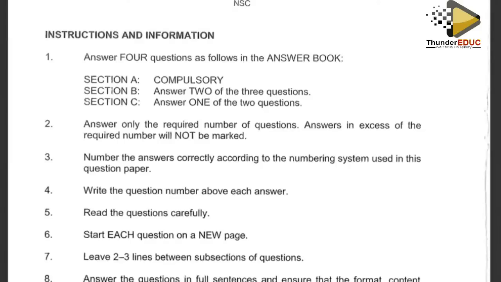Moving on to the second instruction and information: answer only the required number of questions, and answers in excess of the required number will not be marked. Now we have number 3: number the answers correctly according to the numbering system used in this question paper. This one, grade 12, is so important to be followed. Always make sure that you follow the numbering system used in the question paper.